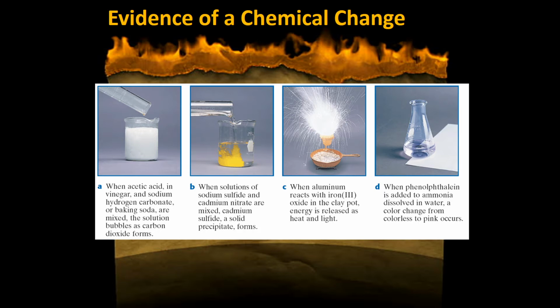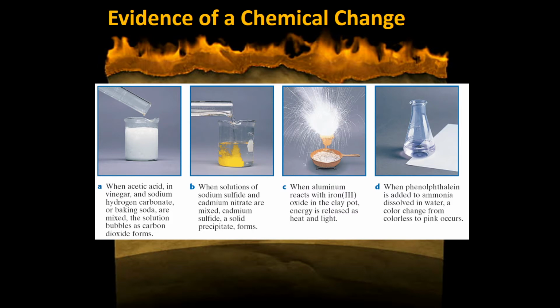When you mix aluminum with iron(III) oxide in a clay pot and ignite it, it requires some energy. That's also known as thermite. It will produce a lot of heat and light. Another indication that a chemical reaction has occurred.